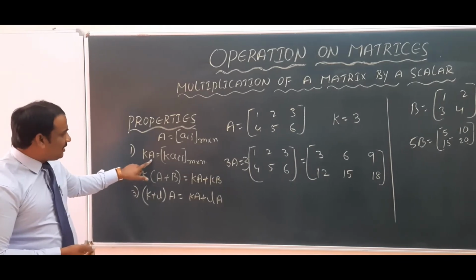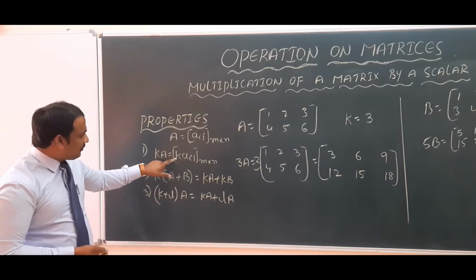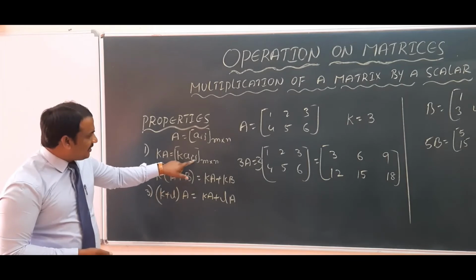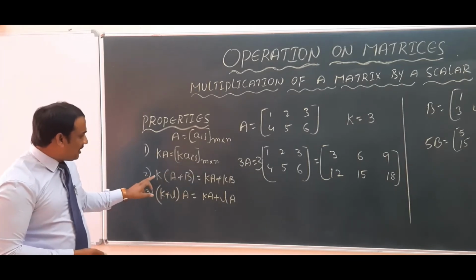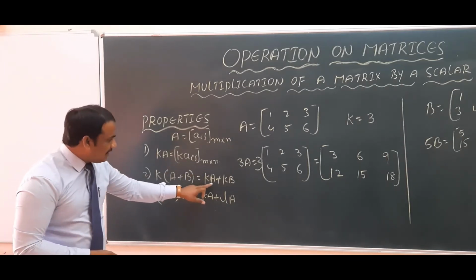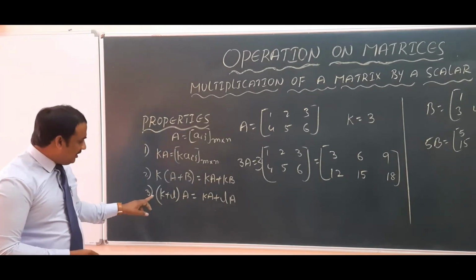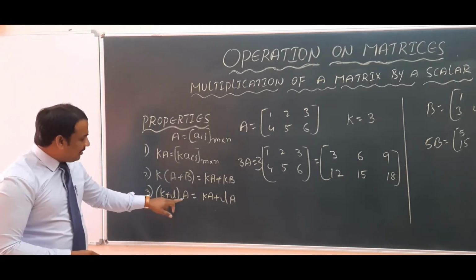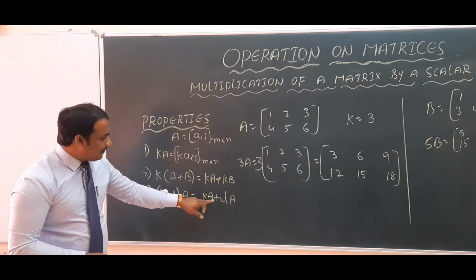Now we have three properties. One is kA equal to the matrix of k times aij, m by n. Second property, k(A plus B) equal to kA plus kB. Third property, (k plus l)A equal to kA plus lA.